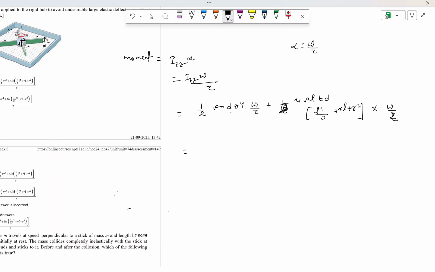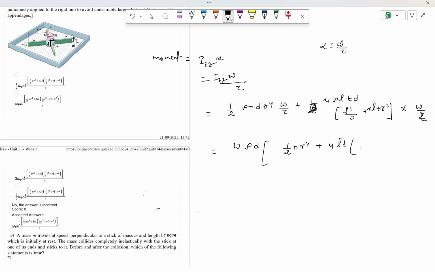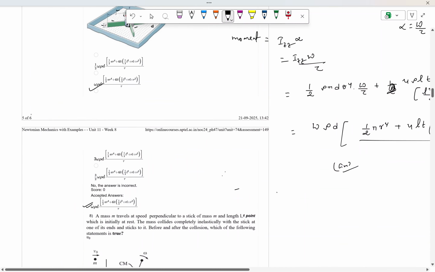So this is equal to, you take out common omega rho d. The first term is half pi r to the power 4. The second term is 4 L T, then 1/3 L squared plus RL plus R squared, divided by tau. So this is our answer for the moment or moment of force, which is the same as the given answer. So this will be our correct answer.